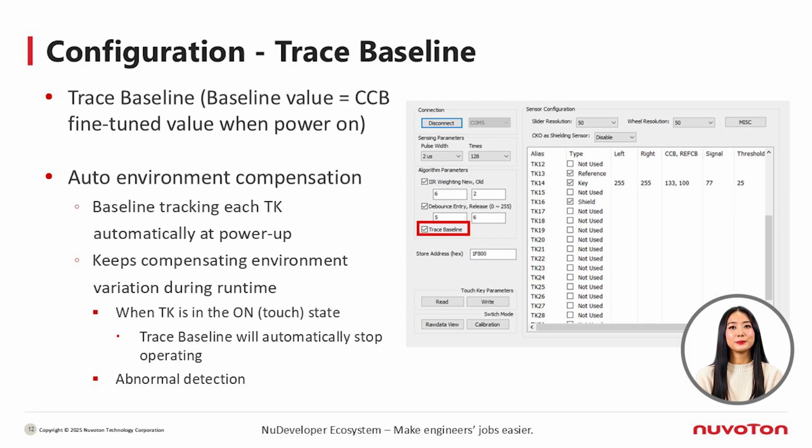Next, let's talk about baseline tracking. The baseline is the CCB value when the key is not pressed. When the baseline tracking function is selected, it tracks the baseline of each touch key automatically. The compensation rules are as follows. Baseline tracking each touch key automatically at power-up. It keeps compensating for environment variation during runtime. When a touch key is in the on state, baseline tracking will automatically stop operating.